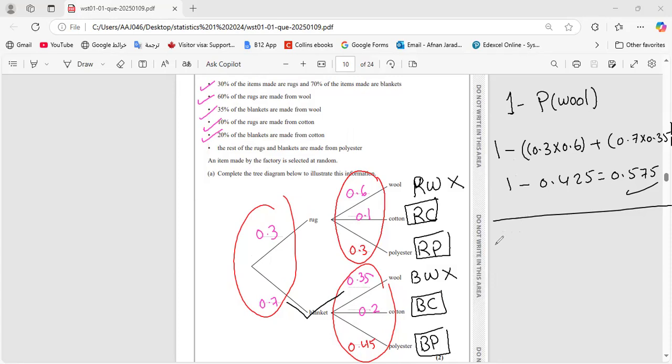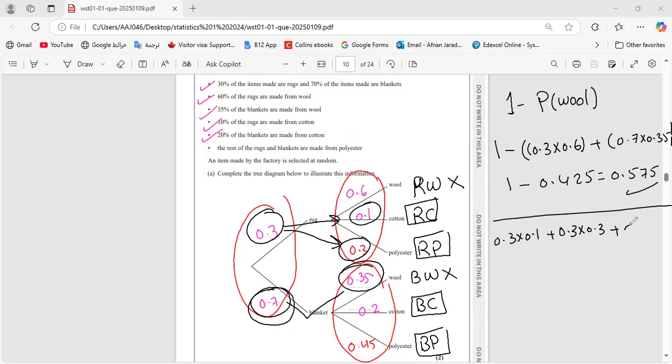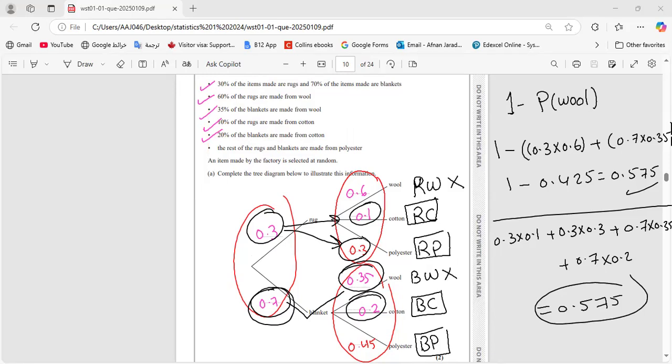Or the other way is to add rug cotton plus rug polyester plus blanket cotton plus blanket polyester. So 0.3 multiplied by 0.1, plus 0.3 times 0.3, plus blanket 0.7 multiplied by 0.35, hmm, sorry, plus 0.7 multiplied by 0.2. The answer is also 0.575, the same answer.